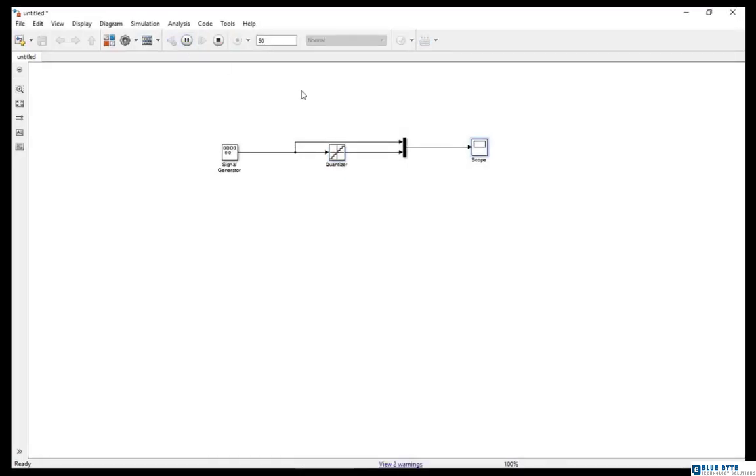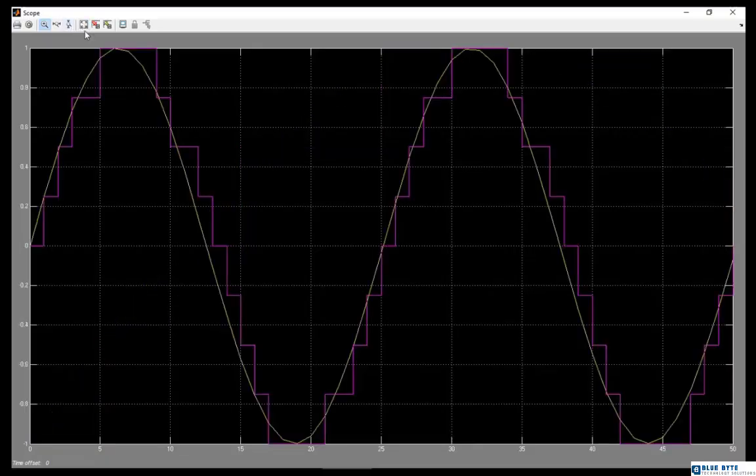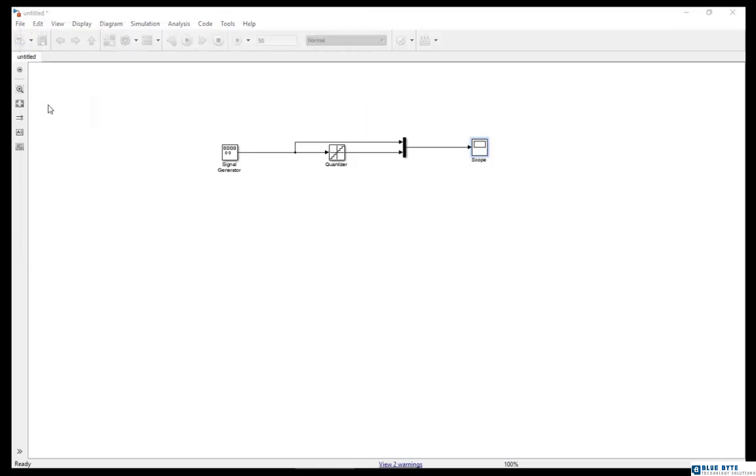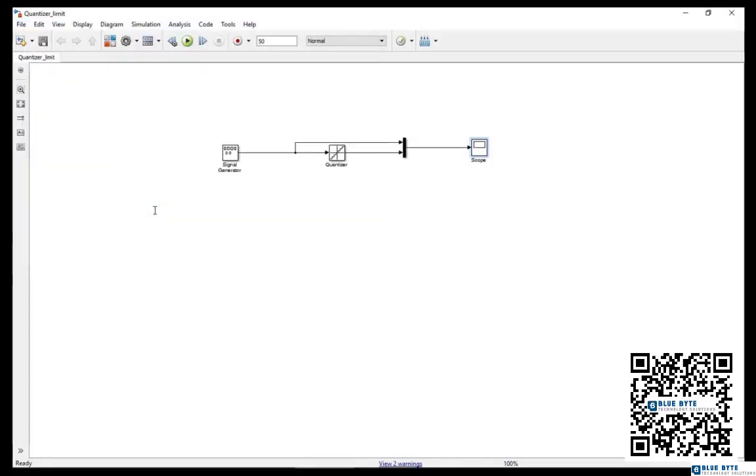As you can see here, we have the sine signal in a stairs form. The size of stairs is 0.25, and we have this form in all of the simulation time. I save it as quantizer limit. Back to discontinuous blocks.